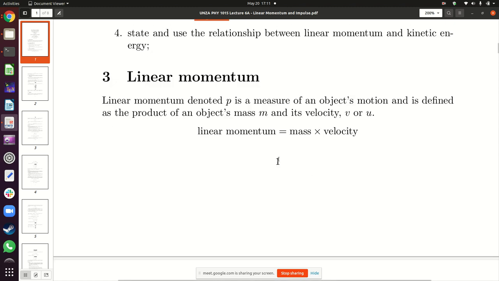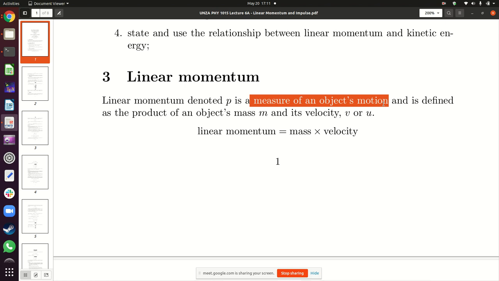So, for starters, how do we define linear momentum? What does it do? The symbol for linear momentum is small p. And what does linear momentum do? Linear momentum simply measures an object's motion. So it gives you a measure of the motion which an object is undergoing.